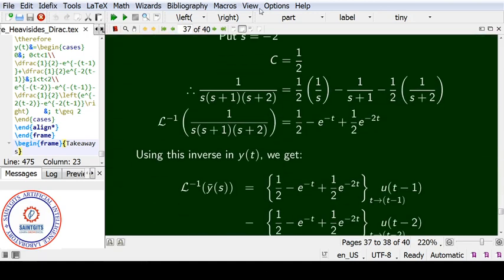We substitute these values, c is equal to minus half here. It's not minus 1, it's minus half. When I put all these values, I get an expression like this.